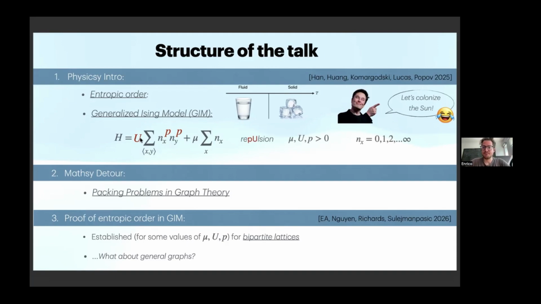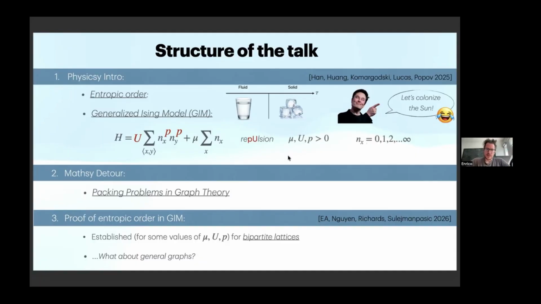And crucially, this detail will be crucial later: I will be taking the spins per site to be allowed to take any non-negative integer values. So you can think about this kind of spin as a boson occupation-like variable.